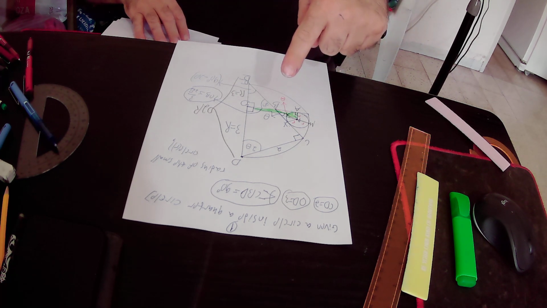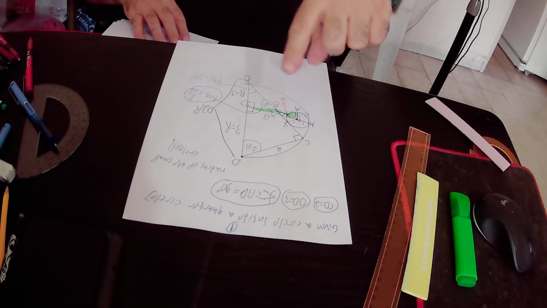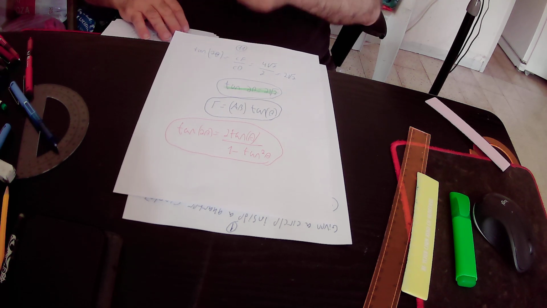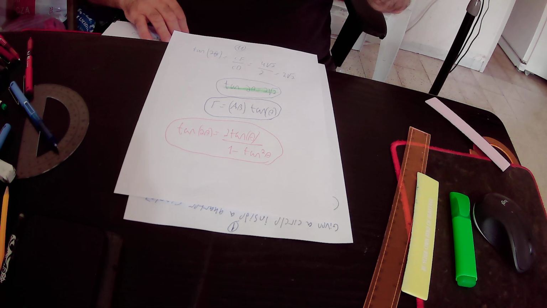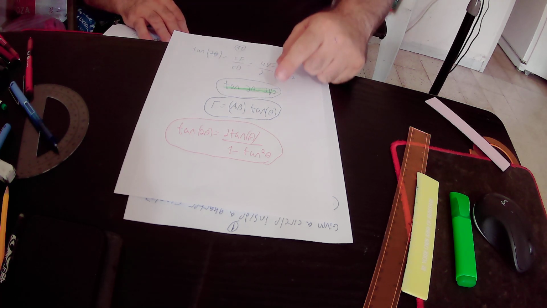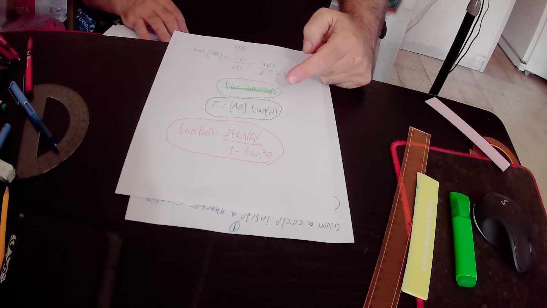Okay, and then in triangle CDE, tangent 2 theta equals CE over CD. But we have already found that CE equals 4 times root 2 and CD equals 2 units. This is given to us in the question. So we found that tangent 2 theta equals 2 times root 2. But we want to find the radius of the small circle, which equals AB times tangent theta. So we have to find the value of tangent theta and not the value of tangent 2 theta.